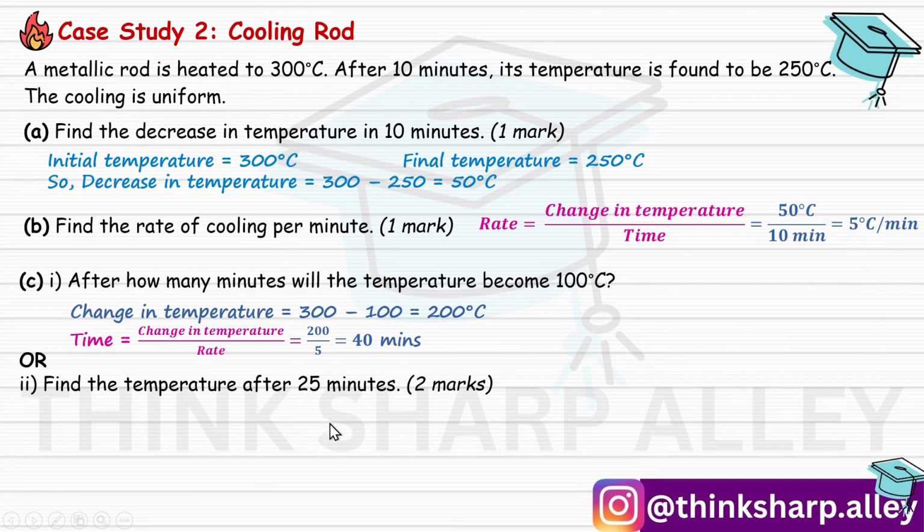So the temperature after 25 minutes is going to be 300 minus, we have to subtract because the temperature is decreasing, it's cooling. So 300 minus how much? 25 times 5, that is 175.